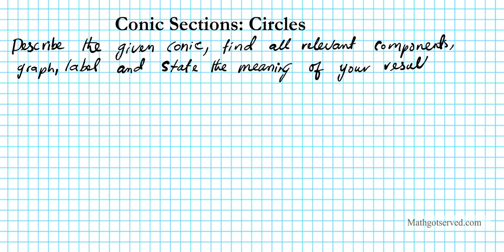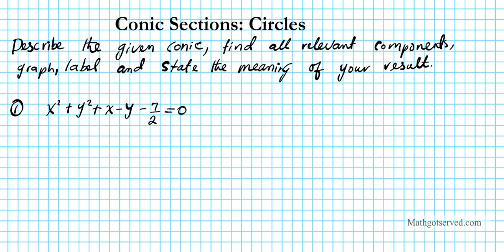So let's take a look at question number one. Question number one, we have the conic with equation x squared plus y squared plus x minus y minus 7 over 2 equals 0.